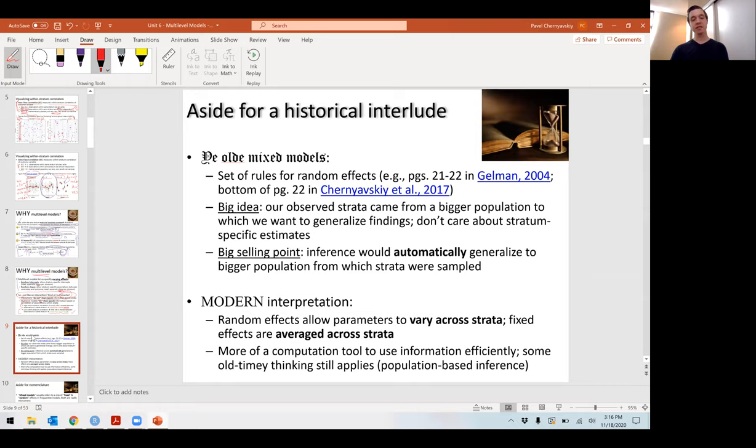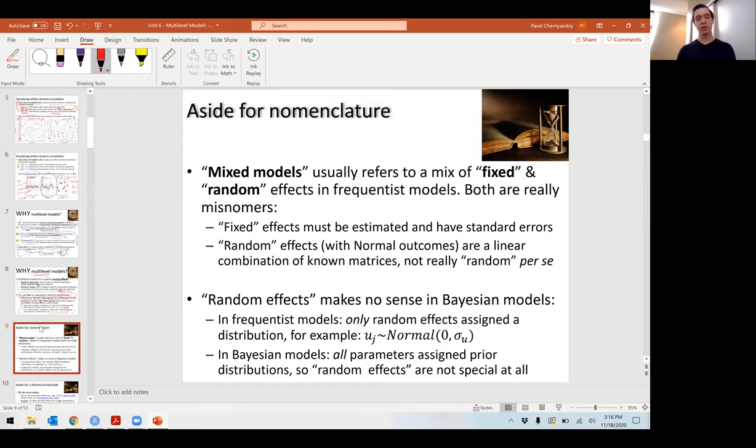I want to make sure I get this out there because these types of models are called different things, and it's frustrating if you're trying to use multiple sources to understand this stuff. Let me actually do slide 10 first. So sometimes these types of models, multi-level models, are called mixed models. My stylus just broke, it's okay.